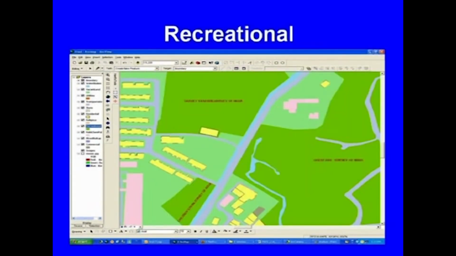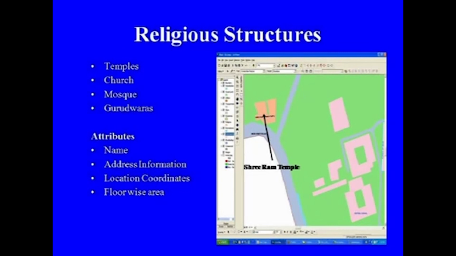Other types of structures could pertain to religion. So, temples, churches, mosques and gurdwaras have to be identified separately with the same type of attributes, that is, the name, the address information, the location coordinates and floor wise area.